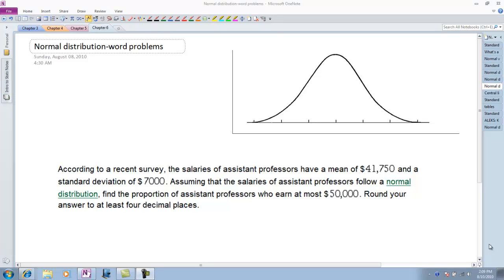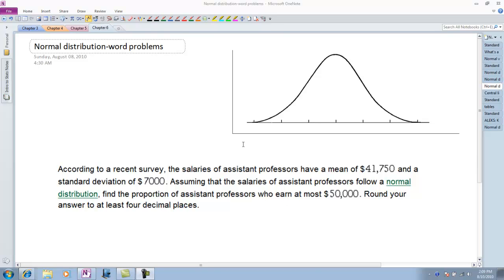We're going to talk about normal distribution word problems. Here is a problem taken from Alex. According to a recent survey, the salaries of assistant professors have a mean of $41,750. Wouldn't that be nice? And a standard deviation of $7,000. Assume that the salaries of assistant professors follow a normal distribution. Find the proportion of assistant professors who earn at most $50,000.